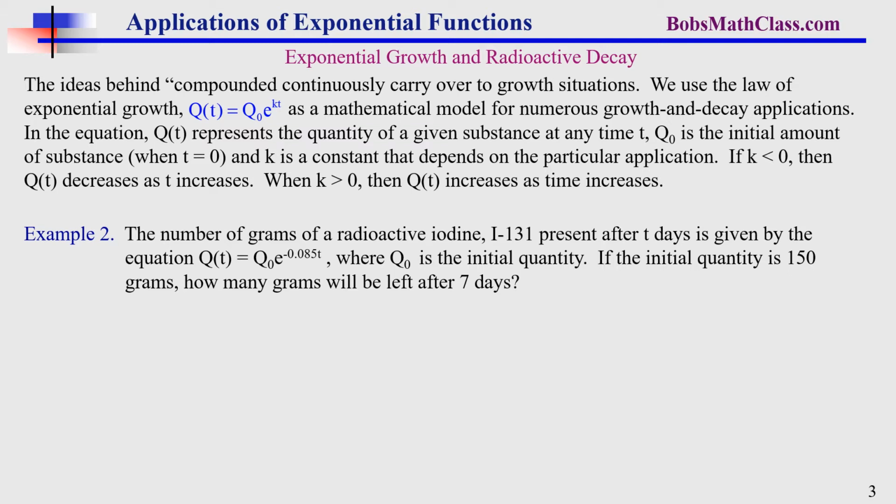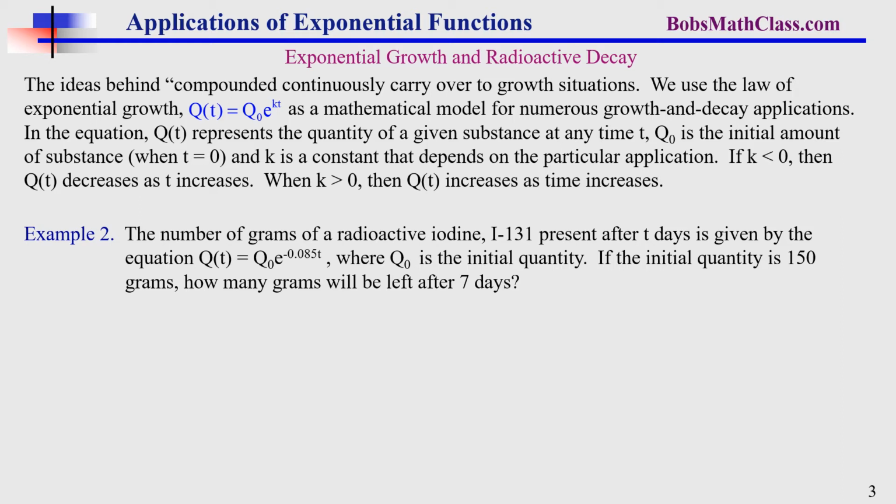The number of grams of a radioactive iodine, I-131, present after 2 days is given by the equation Q of T equals Q naught e to the negative 0.085 T, where Q naught is the initial quantity. All right, so here they tell us if the initial quantity is 150 grams, how many grams will be left after 7 days?